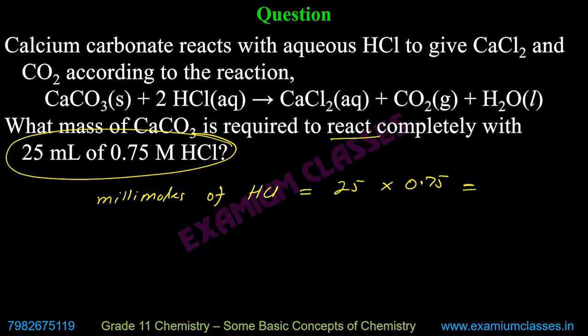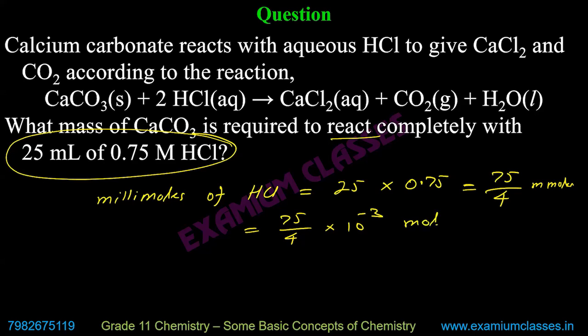So 0.75 can be written as 3 by 4, which means 75 by 4 millimoles. What is the value of millimoles in moles? 10 to the power minus 3. So it is a milli conversion: 75 by 4 into 10 to the power minus 3 moles.